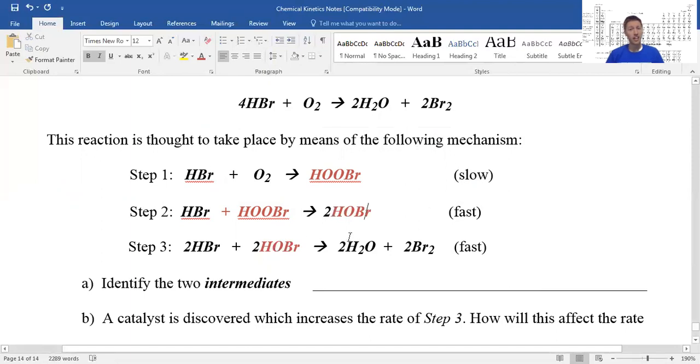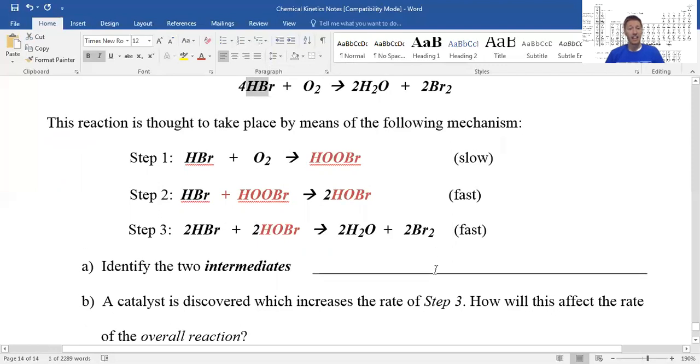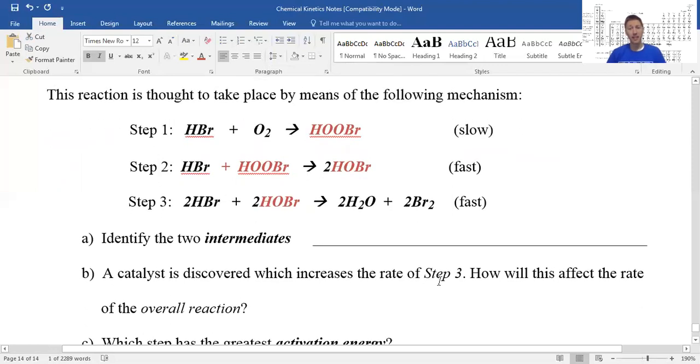You'll notice that this one does not have a catalyst because there is nothing that shows up on both sides. HBr, HBr, two more HBr, that adds up to 4. We have an oxygen, so nothing else is being canceled out. This has no catalyst as given. It says we find a catalyst to help out step 3. How does this affect the rate of the reaction?